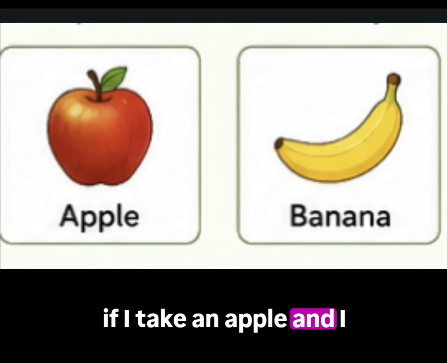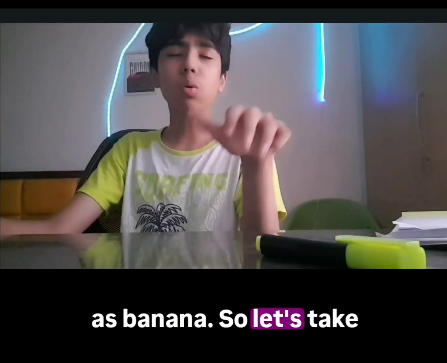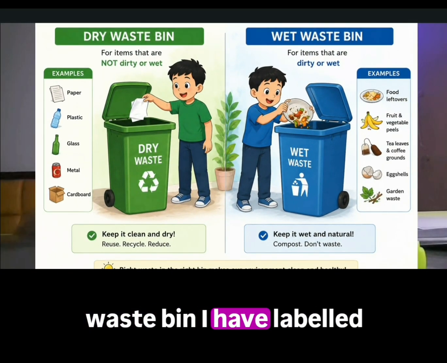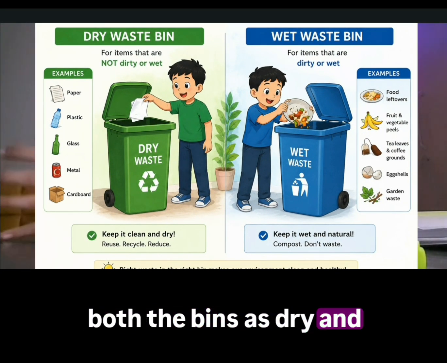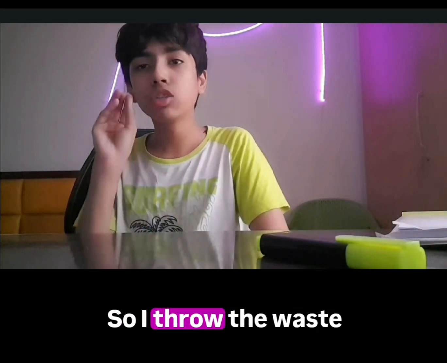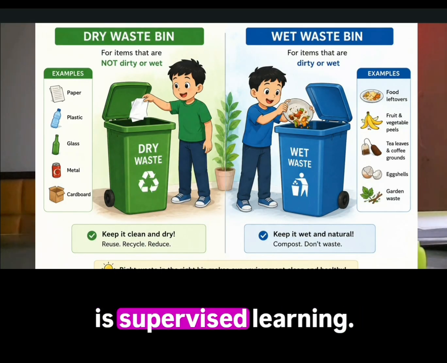So if I take an apple and I take a banana, I label it as apple and I label it as banana. So let's take an example. If I have a dry waste bin and a wet waste bin, I have labeled both the bins as dry and wet. And I know which waste goes in which bin. So I throw the waste according to the labels which are set. So this is supervised learning.